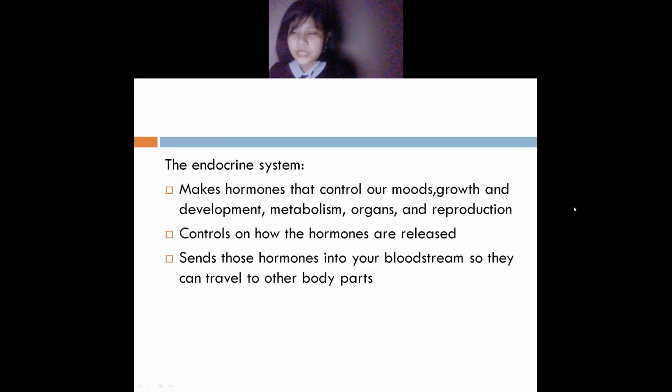I mean how many hormones will be released and transferred to the different parts of the body. So the endocrine system will decide how much quantity will be released from our body. So the endocrine glands will go and transfer. The last step is to send those hormones into the bloodstream so that they can travel to other body parts.